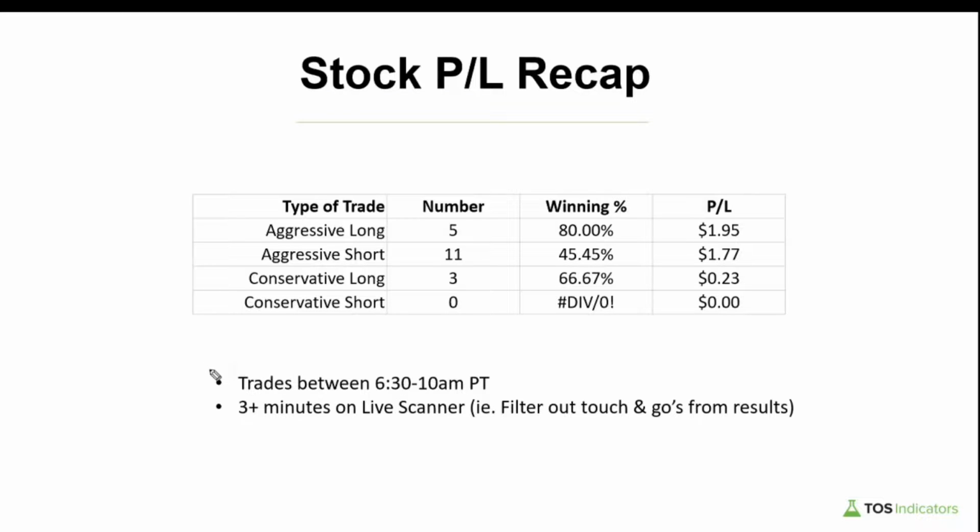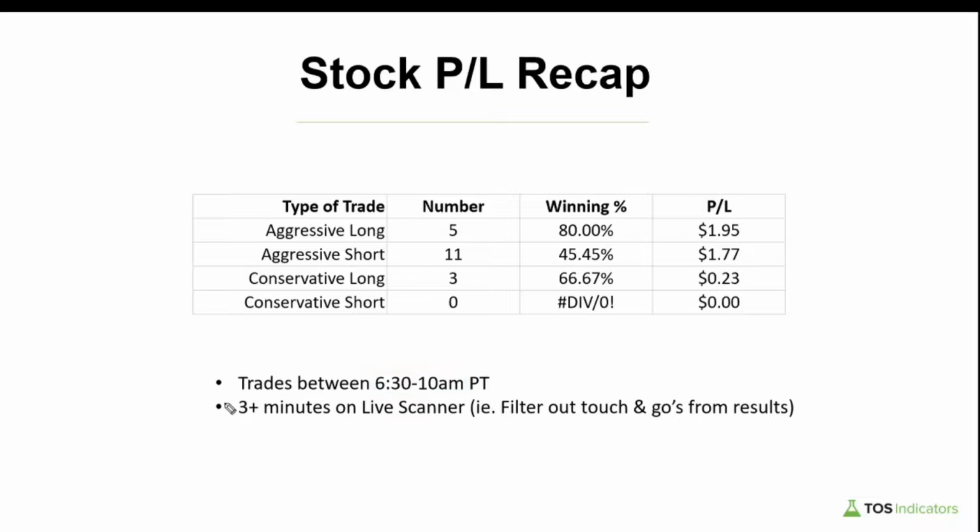Now, there's two simple rules that we're going to use for today's recap. The first is the trades must have triggered between 6:30 to 10 a.m. Pacific. This is when they must have appeared on our live scanner, meaning they've actually opened. They could have closed after the 10 a.m. Pacific time frame, but we are only looking at trades that open between this range, so the first few hours of the market being open, which gives you the ability to really just have enough time for follow through.